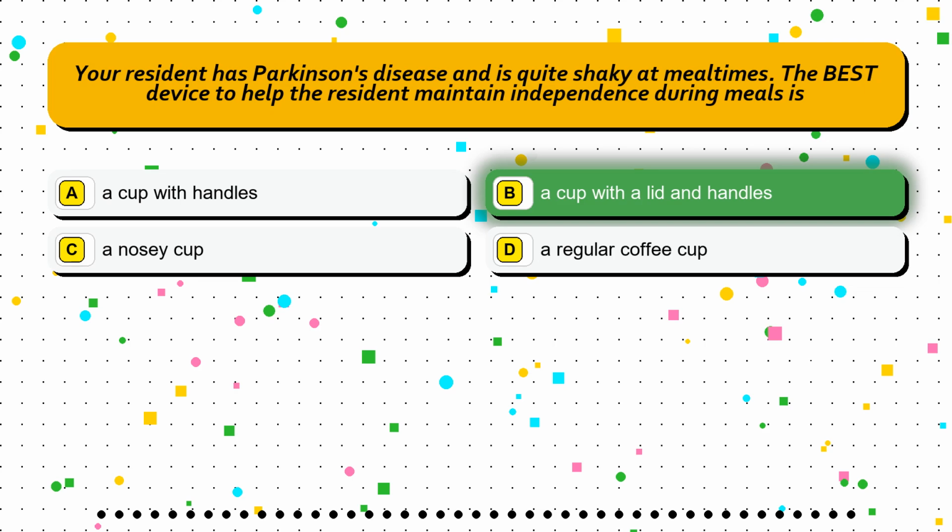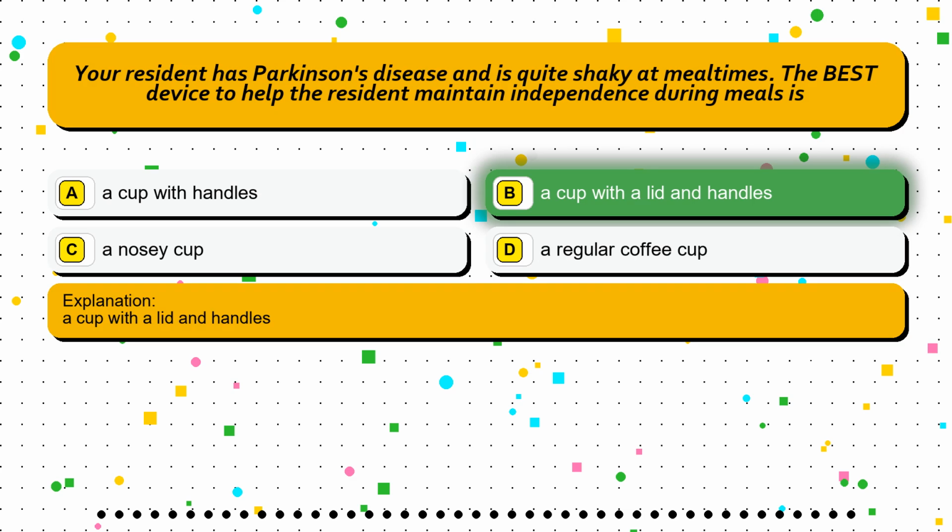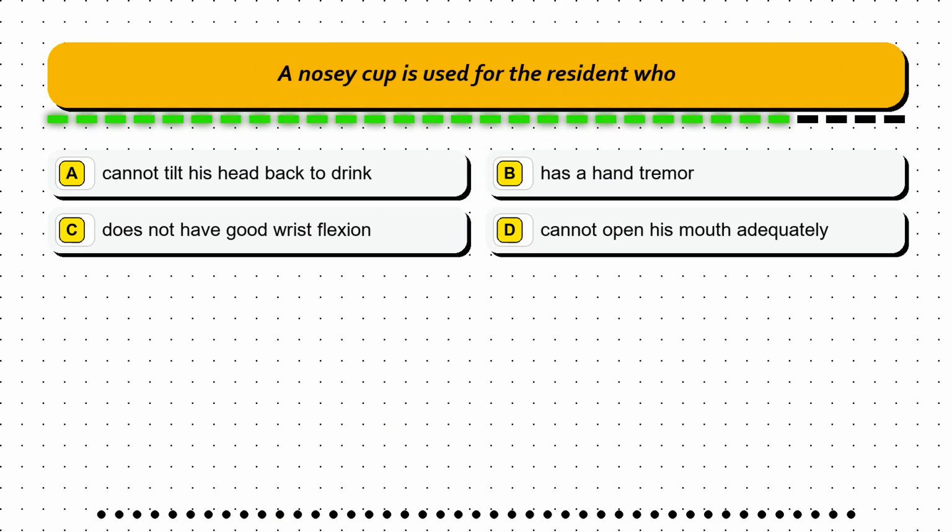The correct answer is option B, a cup with a lid and handles. Question 19. A nosey cup is used for the resident who: Option A, cannot tilt his head back to drink. Option B, has a hand tremor. Option C, does not have good wrist flexion. Option D, cannot open his mouth adequately.